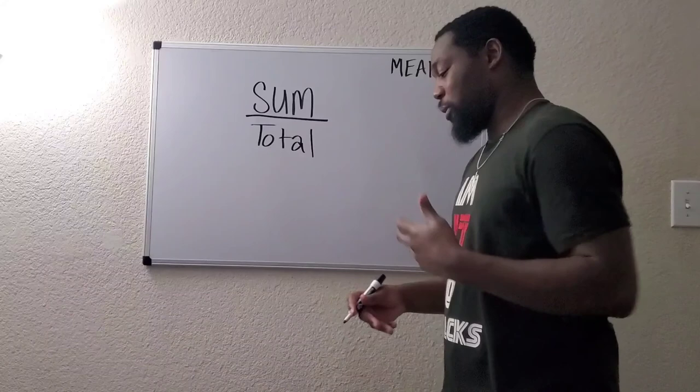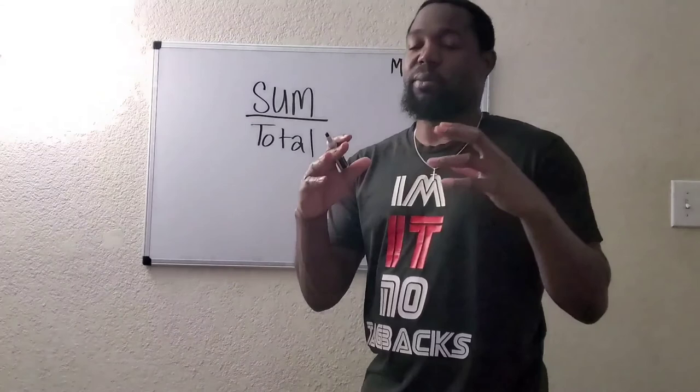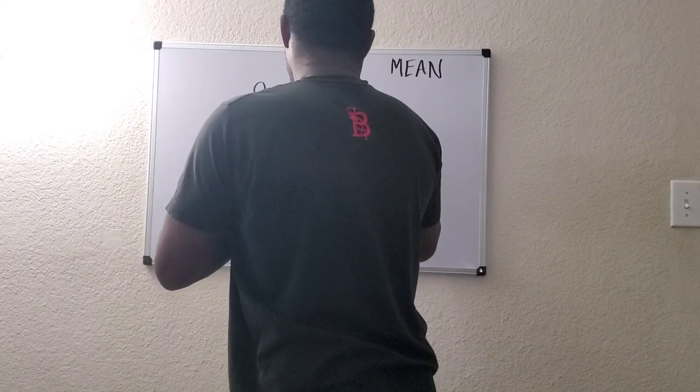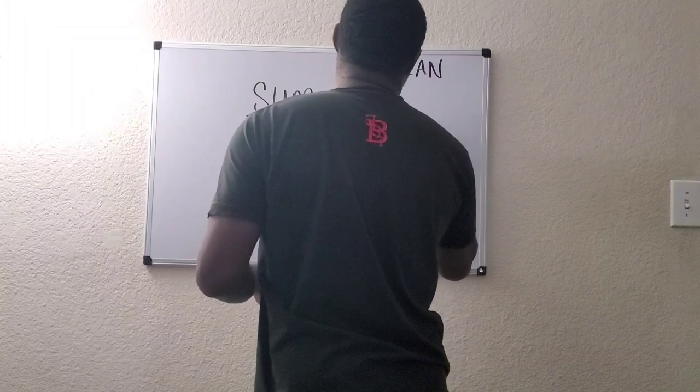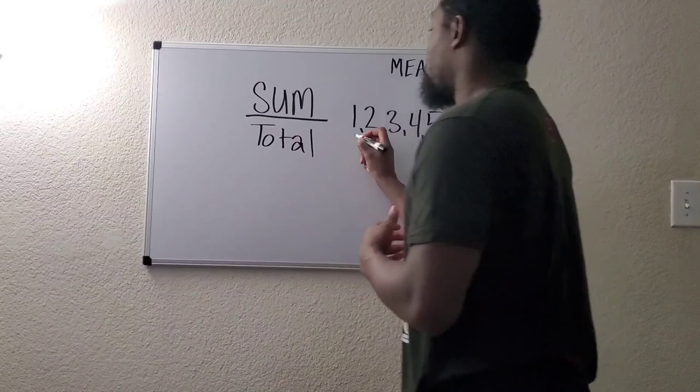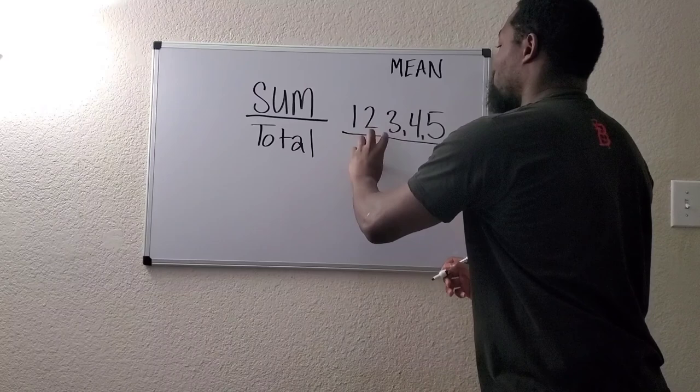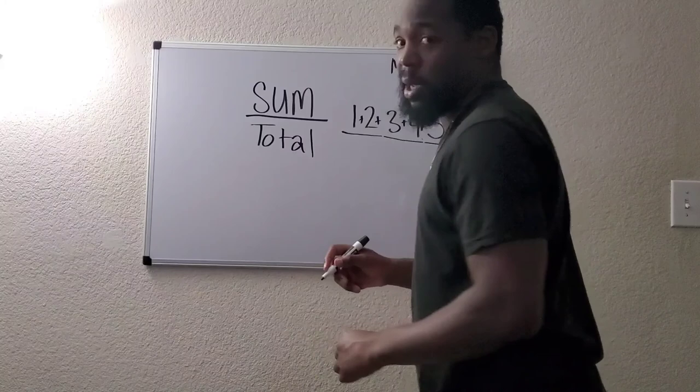Our sum, we're going to take a set of numbers out of a data set. So we're going to take, to make it simple, 1, 2, 3, 4, and 5. We're going to find the sum of these numbers here. So we're going to just go 1 plus 2 plus 3 plus 4 plus 5, right?